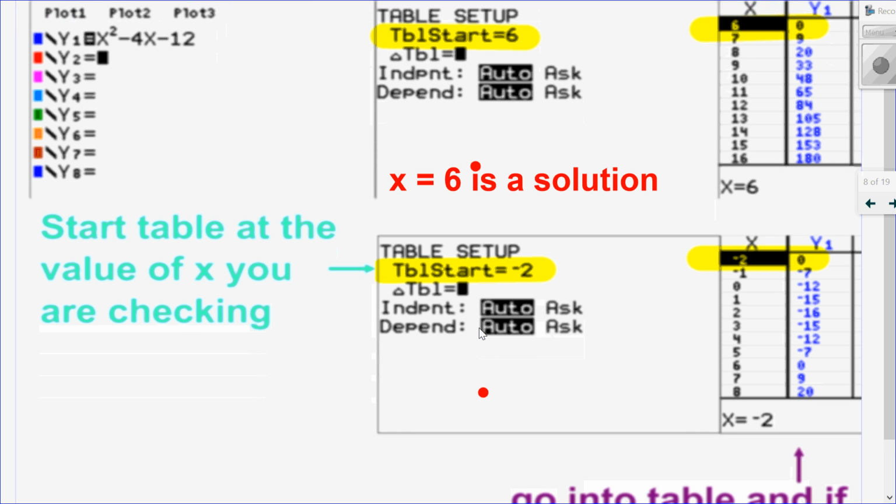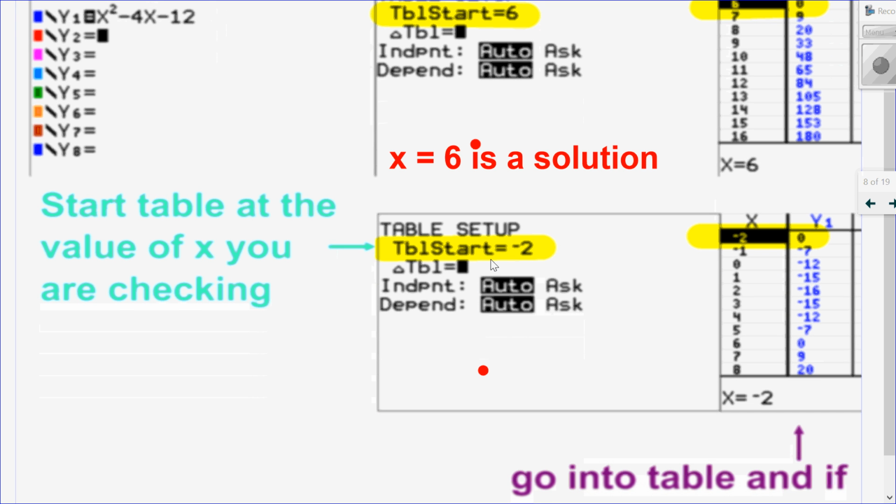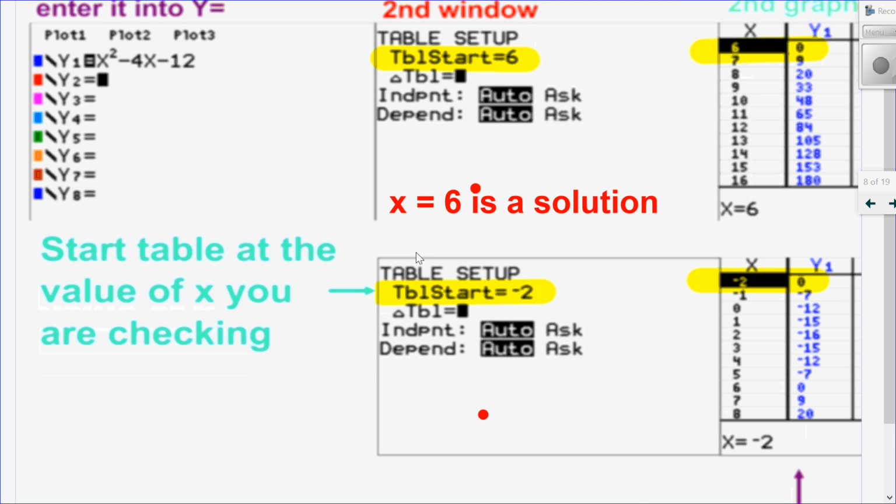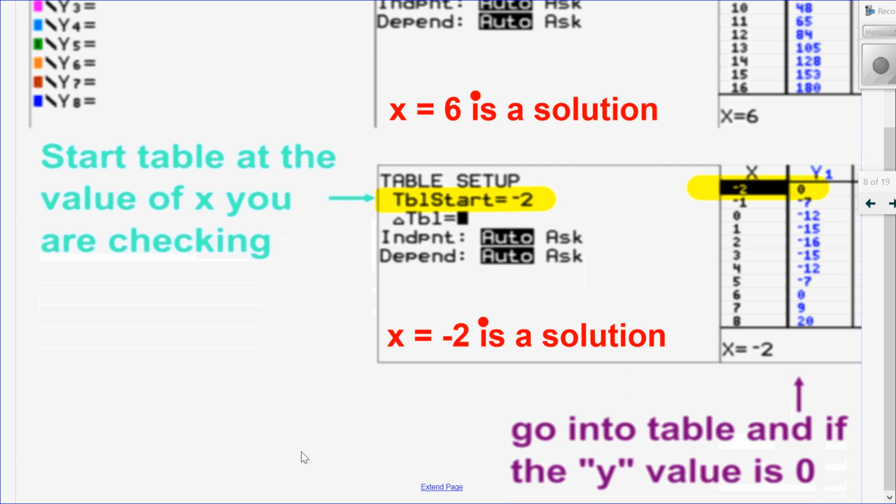Let's check the other one. So the other solution I thought was negative 2. Again, I'm going to go into second window, start my table at negative 2. In my table, I see negative 2 makes it equal to 0. So I know x equal to negative 2 is a solution. Okay, so you're checking in the table. The check always happens in the table.